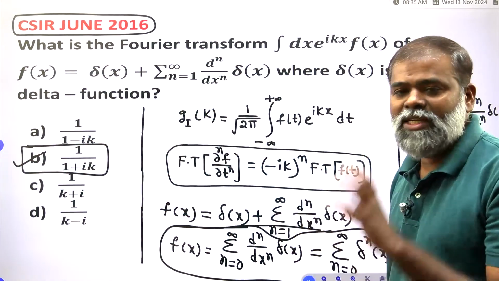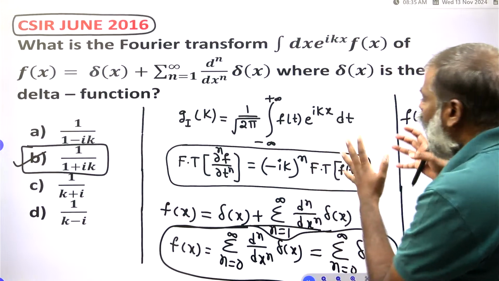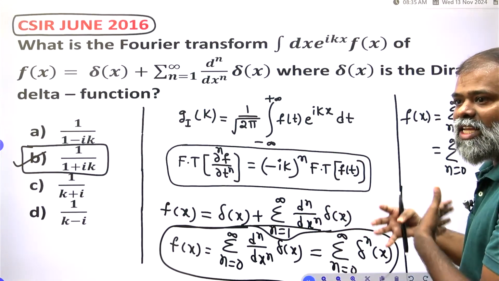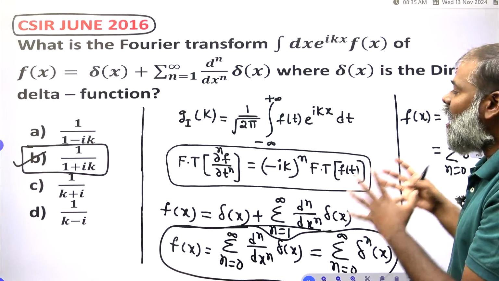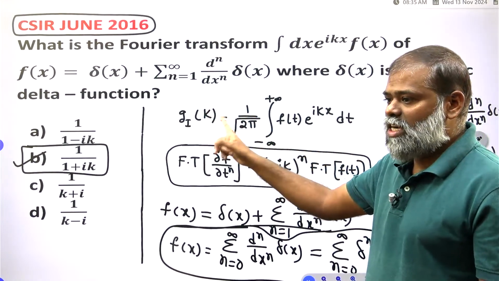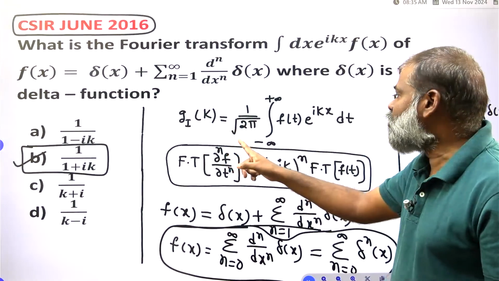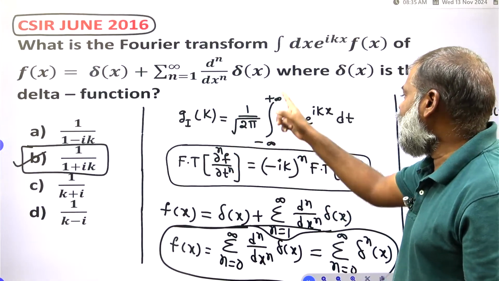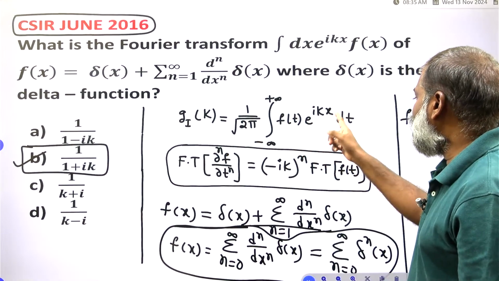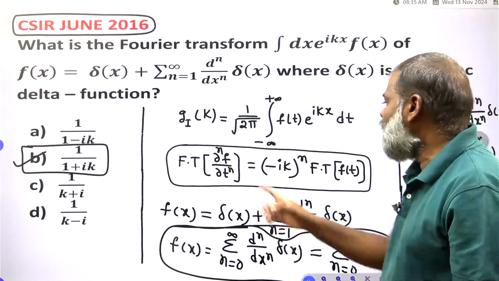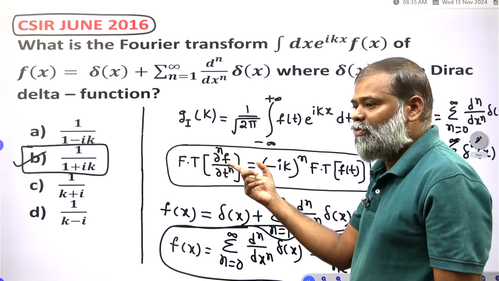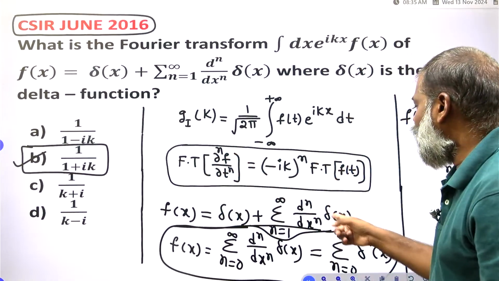How simple it is. Just know the formula, and you can simplify this question and easily get the answer. That is the thing. This is the Fourier transform in terms of k: 1 by root 2 pi, integral from minus infinity to plus infinity of f of t e to the power of ikx dx. Therefore, the Fourier transform of the derivative of that function is given by this formula.